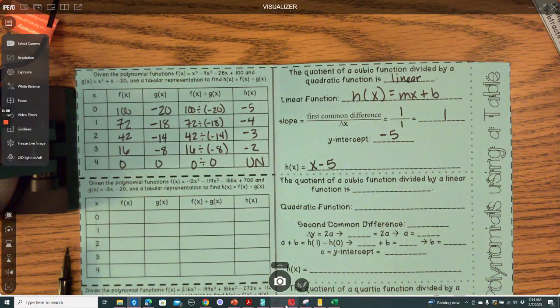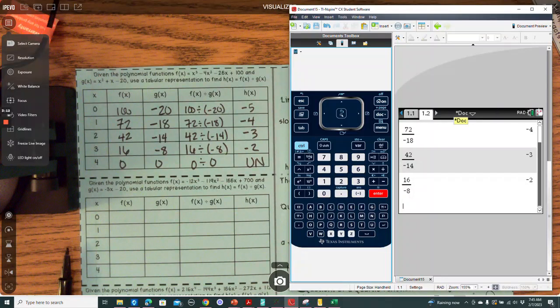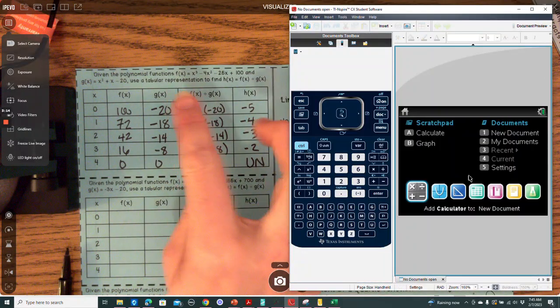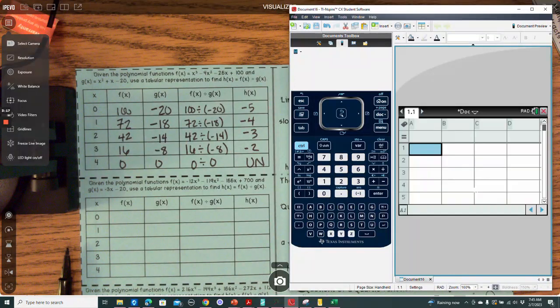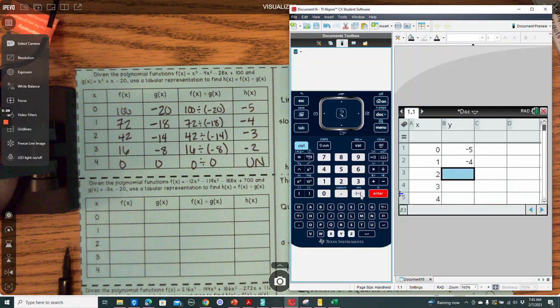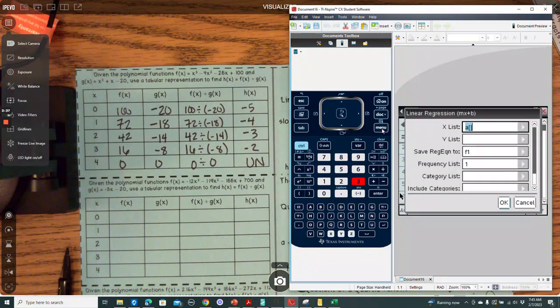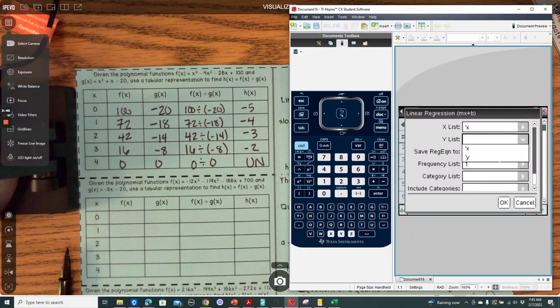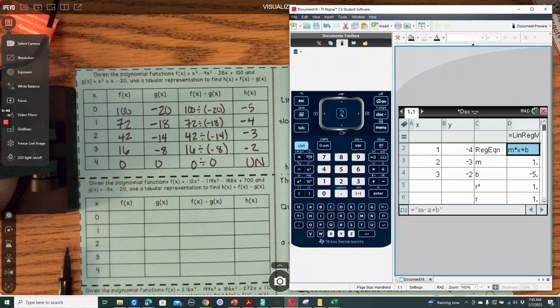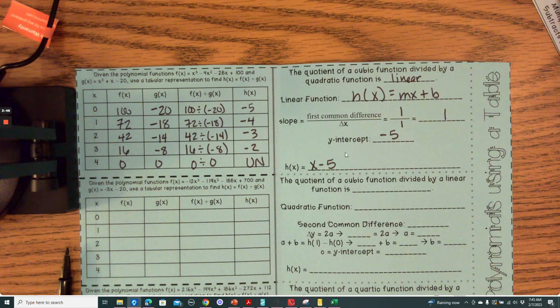So the other way you can do this, though, knowing that a cubic divided by a quadratic is going to give me linear, I could do linear regression on this, which is probably going to be the quickest way. So we put our x's in, put our y's in, and then we're not going to do the 4. We don't need it. And then menu 4, 1, 3. X list is x, y list is y. So 1x minus 5, that's our function. 1x minus 5 is the same as x minus 5.